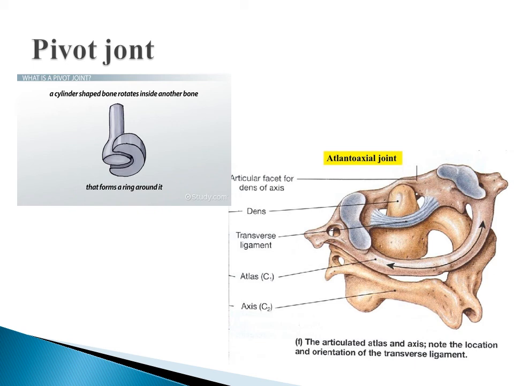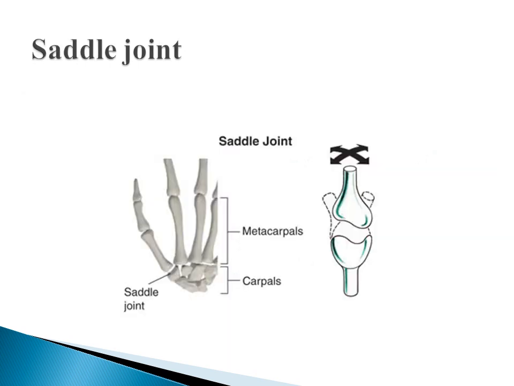The pivot joint. It is a cylindrical shaped bone that rotates inside another bone that forms a ring around it. So this type of joint is known as pivot joint. Example is the joint between the first two vertebrae of the vertebral column, the axis and the atlas. Saddle joint. Saddle joint allows movement in two directions or axes. The joint consists of two saddle-shaped articulating surfaces. The carpo-metacarpal joint of the thumb is an example of saddle joint.